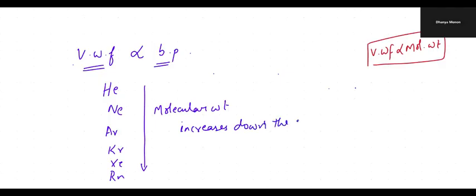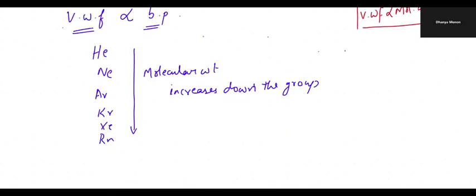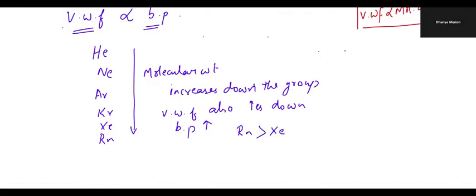Right? So if it is increasing down the group, what is happening to van der Waals force? It also increases down the group. So what happens to the boiling point? Boiling point increases. So who is having the highest boiling point? Radon is greater than xenon. I'm talking about the boiling point: greater than krypton, greater than argon, greater than neon, greater than helium.